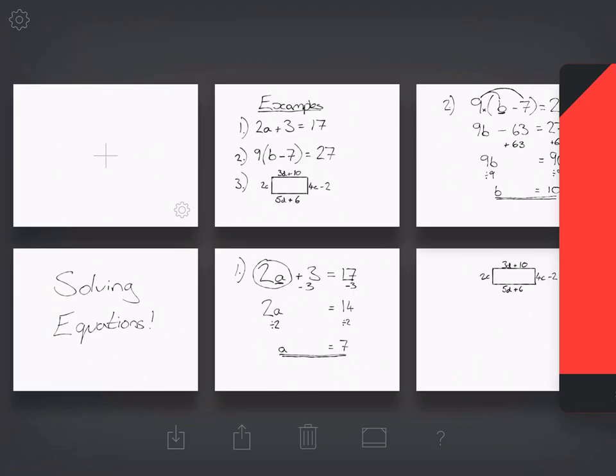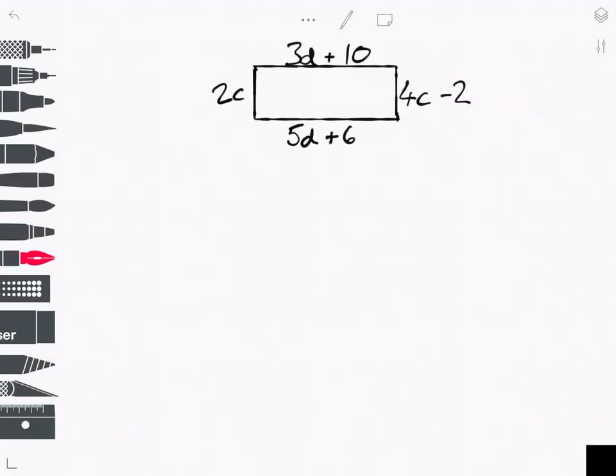Okay, and the last example, constructing our own equations. So here we're going to get 2 equations because we've got 2 unknowns. So I'm going to split the page.